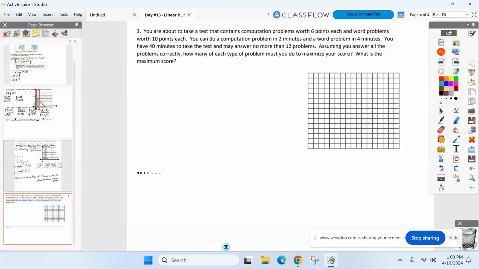All right, what are we trying to maximize? Our score. So that's going to be our Z. Tell me something about your score. Oh, I did it again. Let X equal, let Y equal. I get too hopped up here. What do you want X to equal? Okay, number of computation problems. You got it.